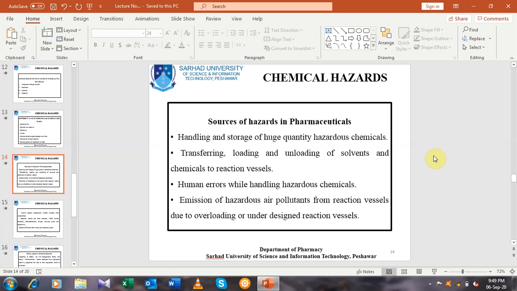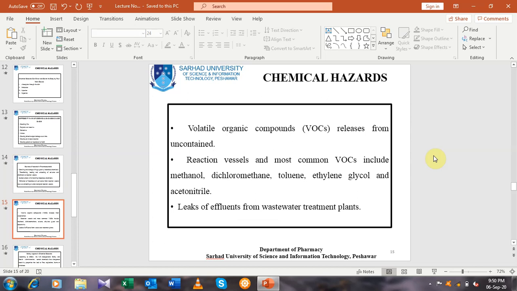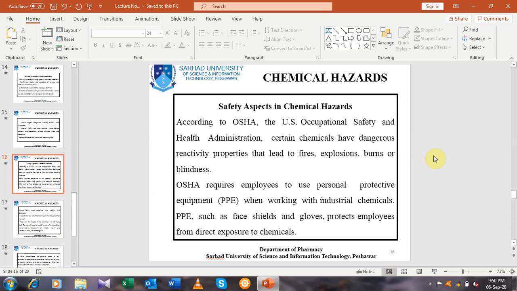The sources of hazards in the pharmaceutical industry: different exposures of the personnel working in the pharmaceutical industry. They are exposed to different volatile organic compounds and other chemicals. Now regarding the safety aspect of chemical hazards.